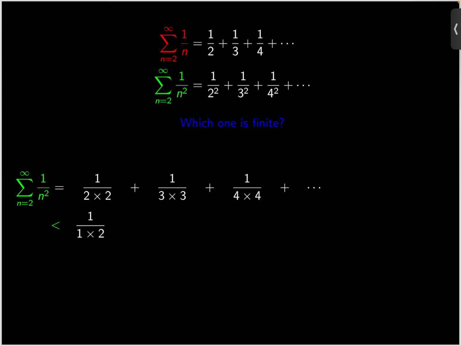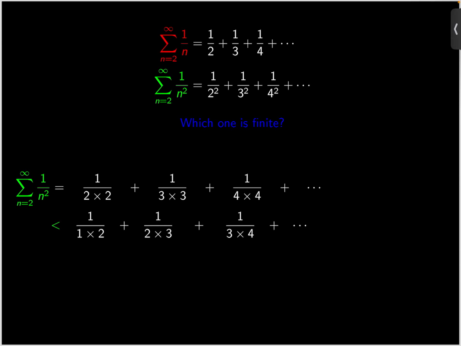And I'll continue on in this way. With each of these fractions, I'm going to replace one of the numbers with one less than that number. So instead of 3 times 3, I'm going to say 2 times 3. And instead of 4 times 4, I'm going to say 3 times 4, and so on. So this expression that we've got here is at least as big as the green series that we're actually interested in. Okay, now you might be wondering at this point why even bother doing this?